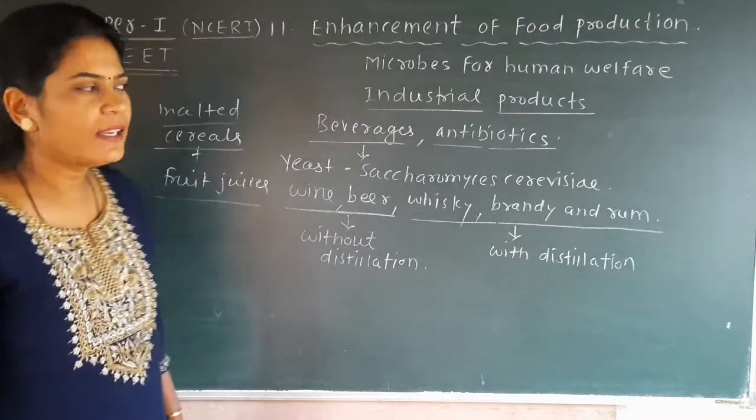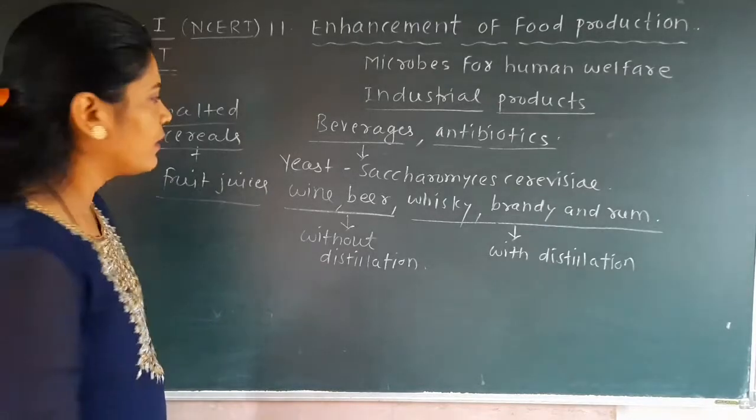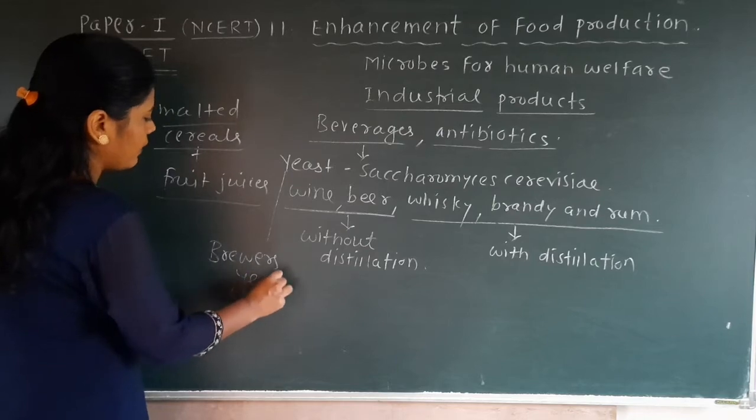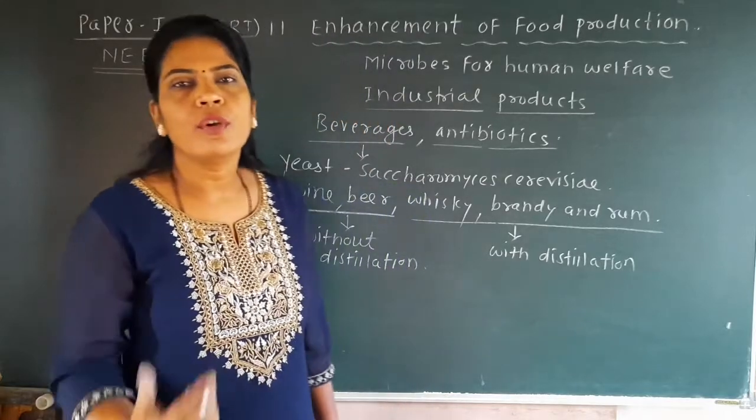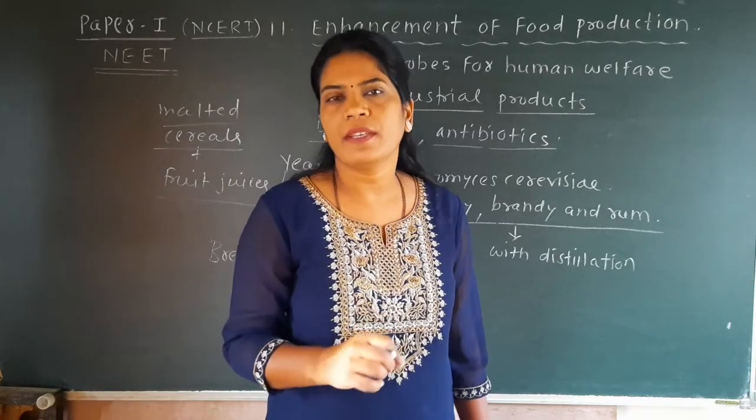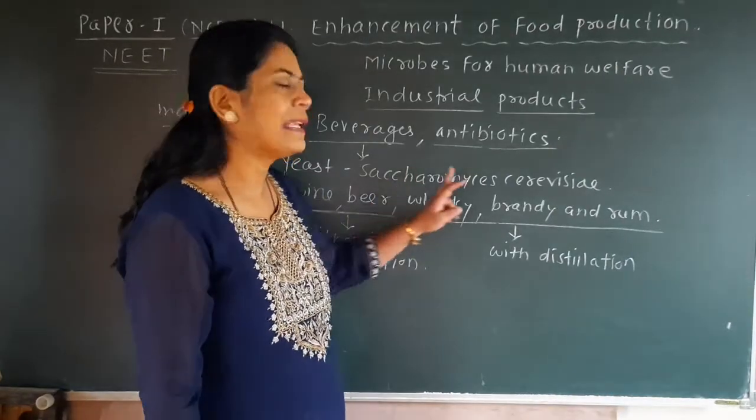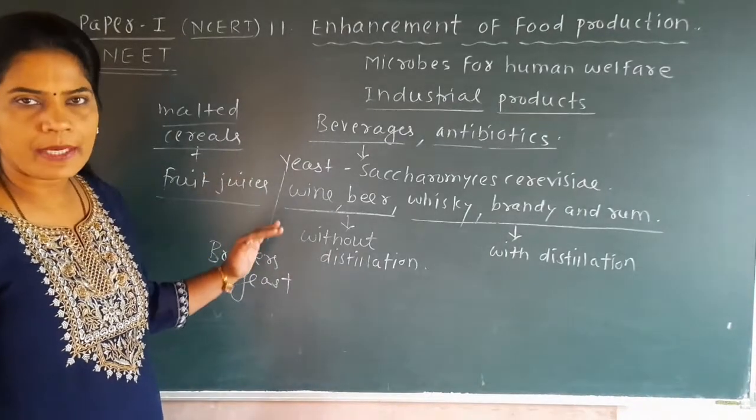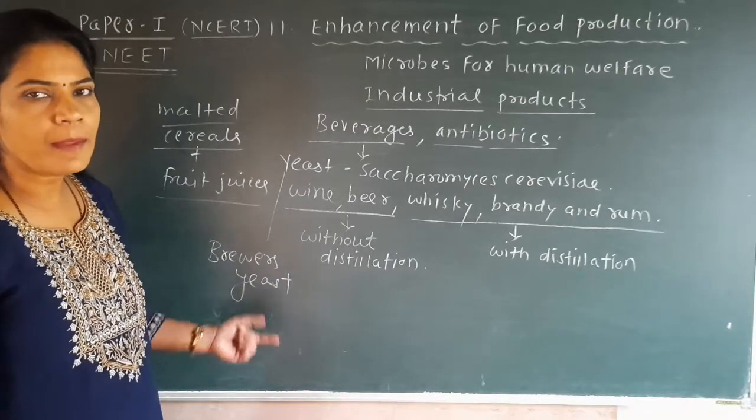And one more thing is that the yeast which is used for the production of these alcoholic beverages is called brewer's yeast. And just now we have seen that the yeast which is used for the preparation of bread is called baker's yeast. So baker's yeast and brewer's yeast are the names of the same yeast, Saccharomyces cerevisiae. When involved in making bread, it is called baker's yeast, and when involved in making alcoholic beverages, it is called brewer's yeast.